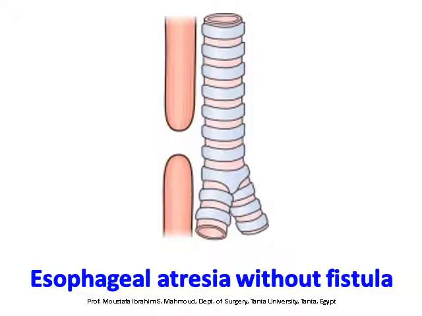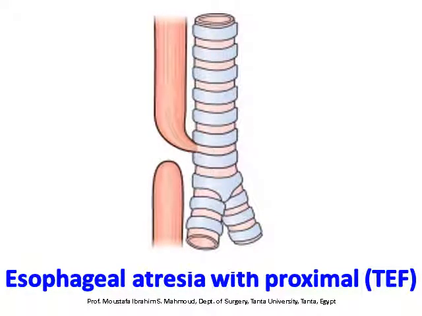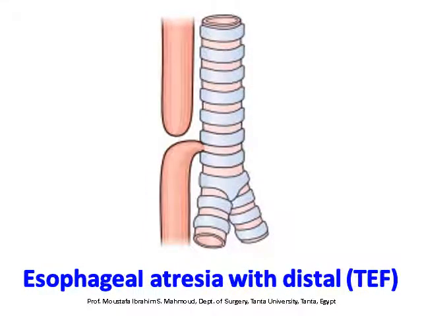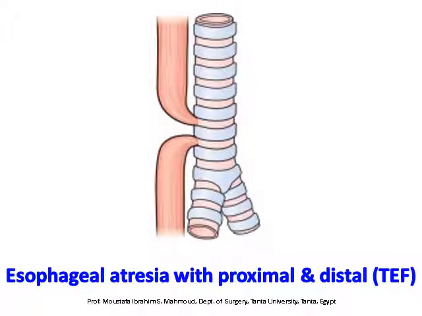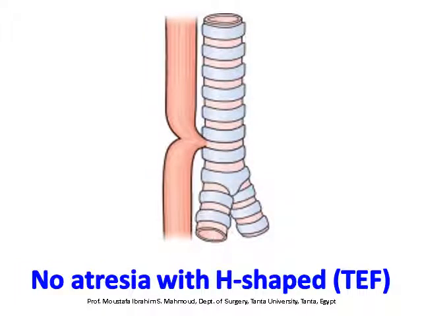Abnormal development. Esophageal atresia without fistula. Esophageal atresia with proximal tracheoesophageal fistula. Esophageal atresia with distal tracheoesophageal fistula. Esophageal atresia with proximal and distal tracheoesophageal fistula. No atresia with H-shaped tracheoesophageal fistula.